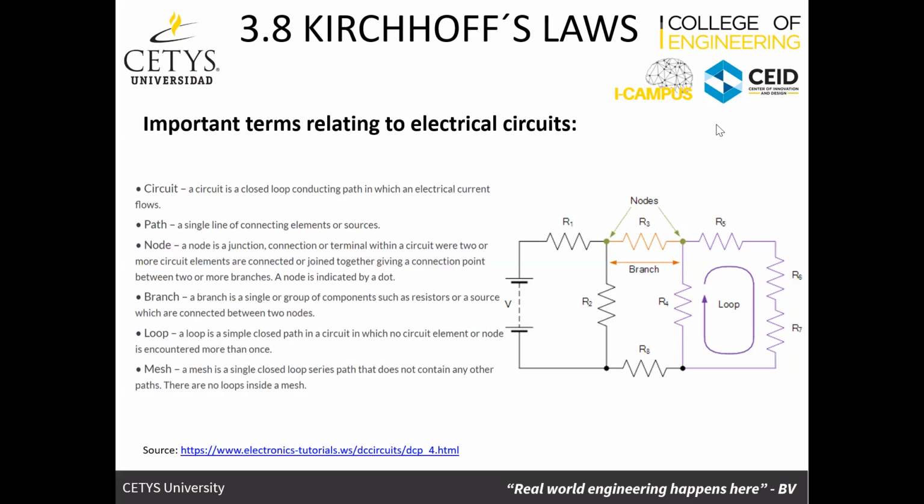What is a path? Okay, a path is going to be a single line that connects elements or sources. So, for example, I have this power supply here, and then I've got resistor 1. The power supply is connected to resistor 1. That is a path. A path is a connection between elements. Okay?